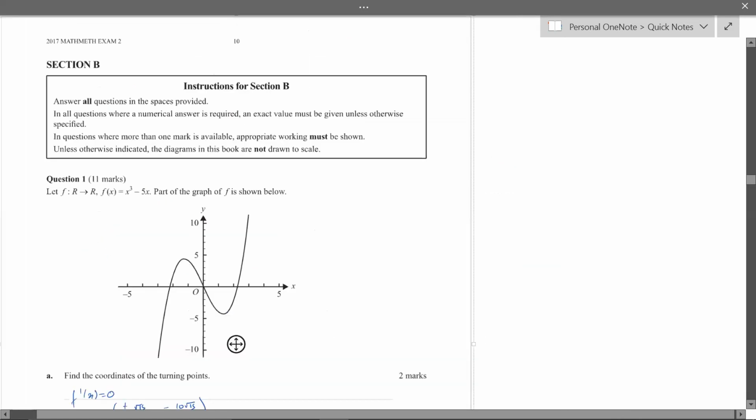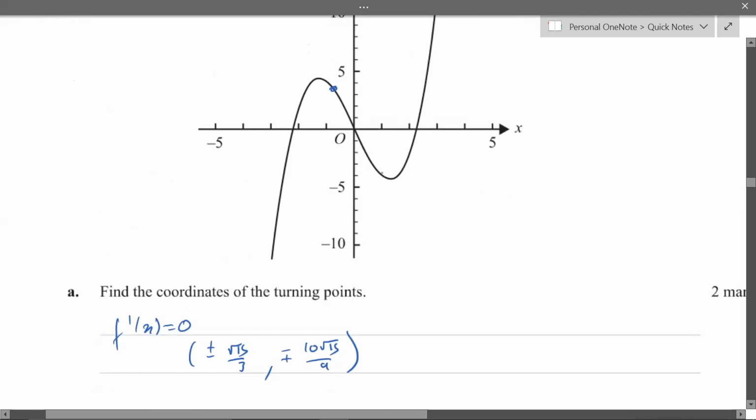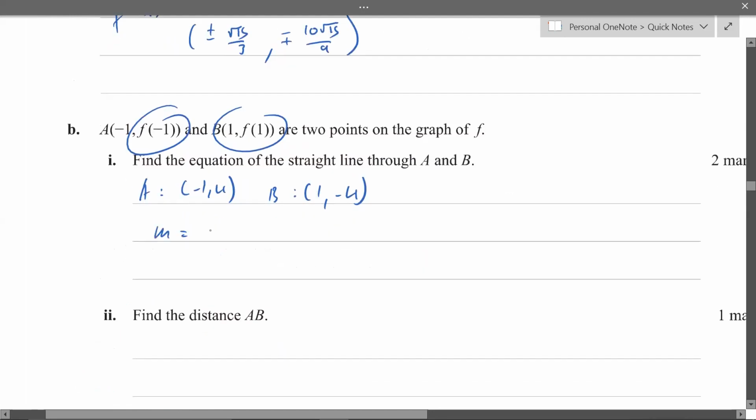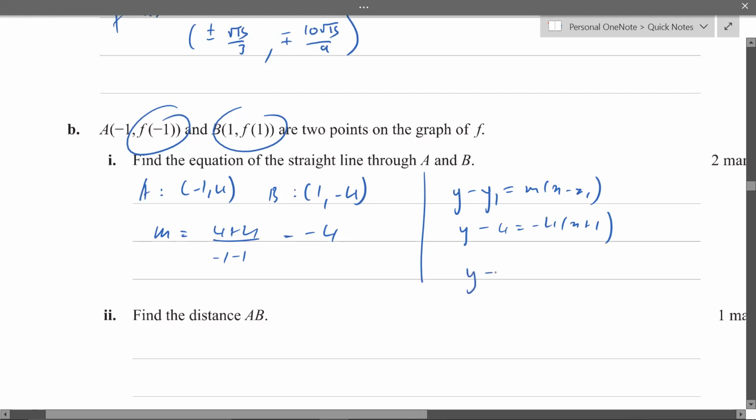Find the equation of the straight line through A and B. A is here and B is here. To actually find the coordinates, you get A is (-1, 4) and B is (1, -4). And m is y2 minus y1 on x2 minus x1, which is 4 plus 4 on -1 minus 1, which is -4. You can use y minus y1 equals m(x minus x1): y minus 4 equals -4(x plus 1). If you simplify that, the c term is actually 0, so y equals -4x.